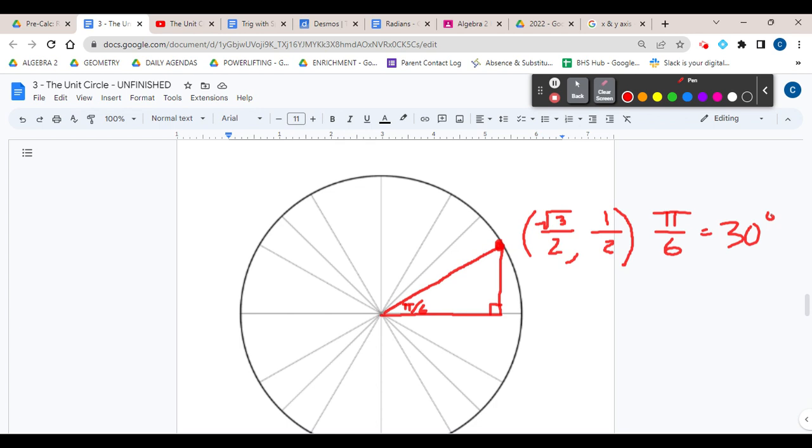All right. I want to skip up, and I'm going to do this one in green here. I want to skip up to this point right here. This point right here, the angle is pi over 3.